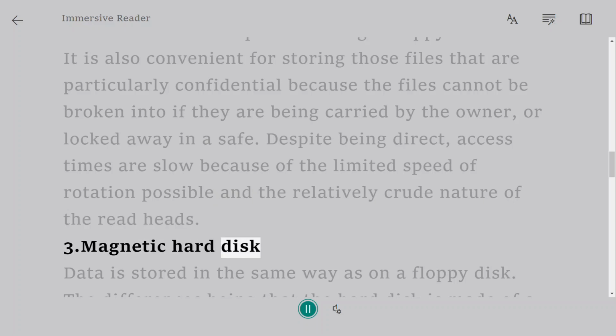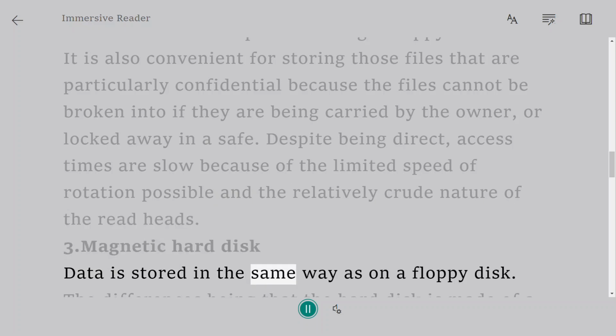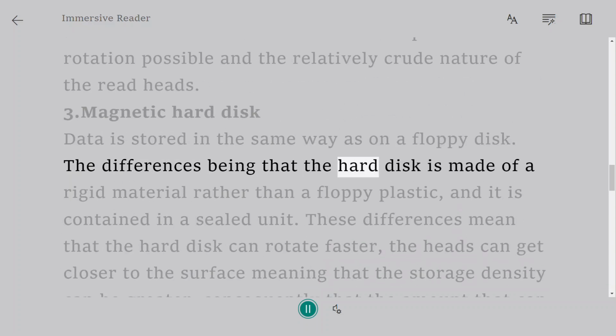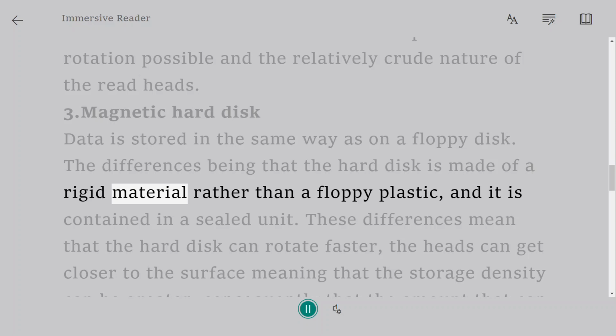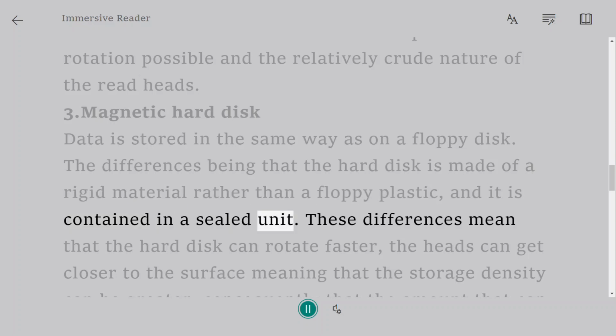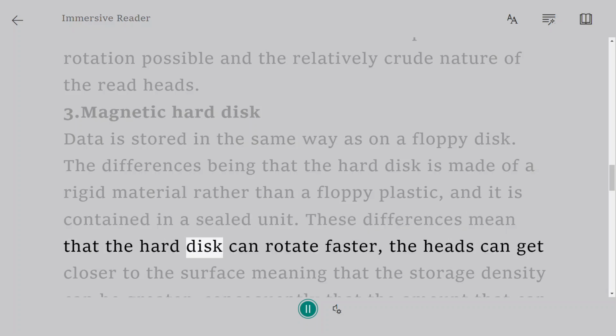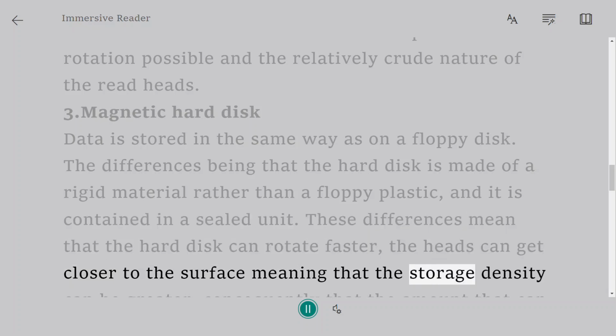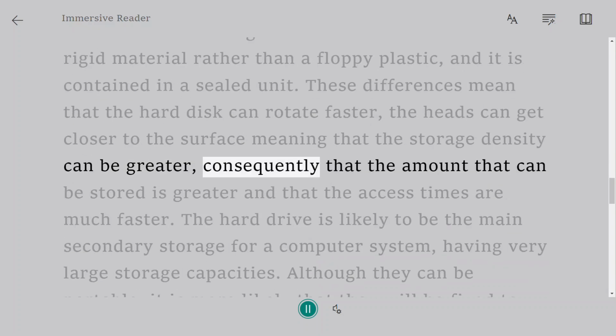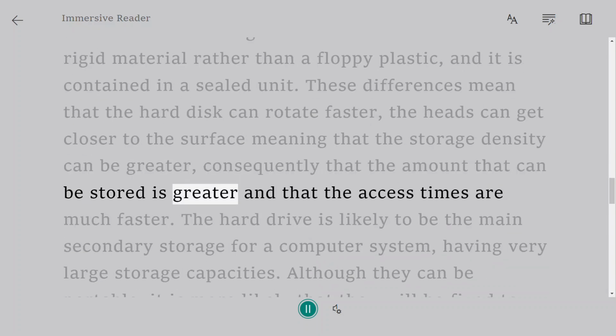3. Magnetic hard disk. Data is stored in the same way as on a floppy disk. The difference is that the hard disk is made of a rigid material rather than a floppy plastic, and it is contained in a sealed unit. These differences mean that the hard disk can rotate faster and the heads can get closer to the surface, meaning that the storage density can be greater, consequently that the amount that can be stored is greater.